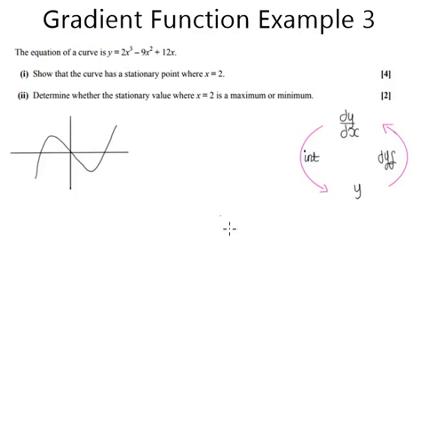Okay, so in this video, we're going to be having a look at the gradient function, and we're looking at example 3 here. So this time, we've been given an equation, which is y equals 2x cubed minus blah, blah, blah, okay? And it says, show that the curve has a stationary point where x is equal to 2. So we first need to think about what it means to have a stationary point.